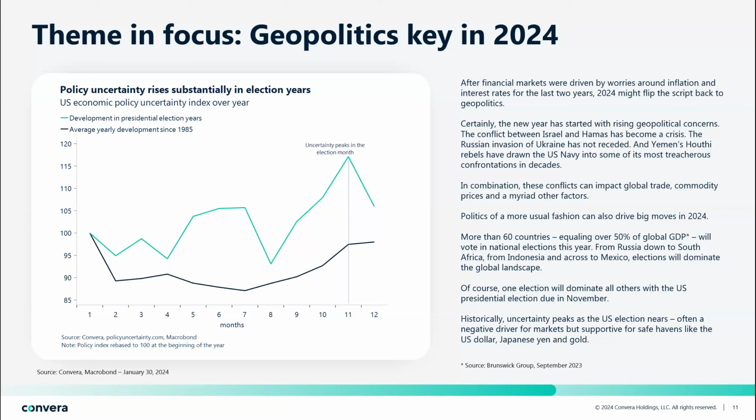And this chart here just shows that it's important to remind ourselves that policy uncertainty tends to rise in the months prior to a US election. And all too often, this is a negative driver for sentiment. And therefore, it doesn't bode well for your riskier assets and currencies, but it does bode well for your safe haven assets. So it could be supportive for the likes of the US dollar, the yen, and gold, for example.